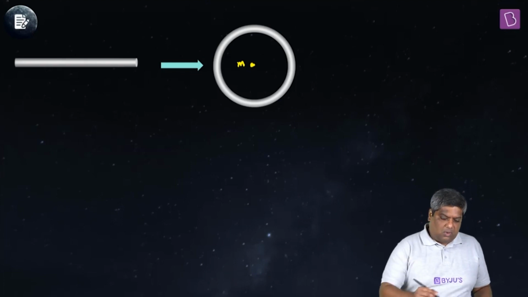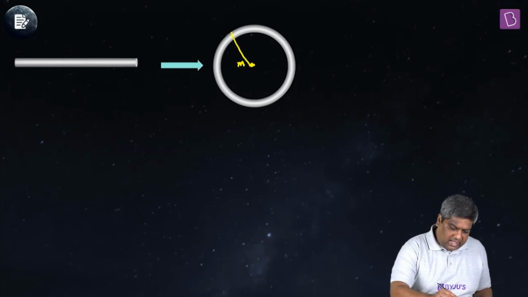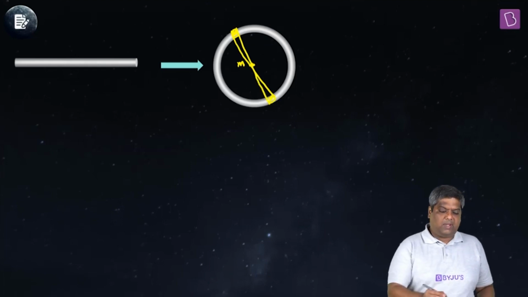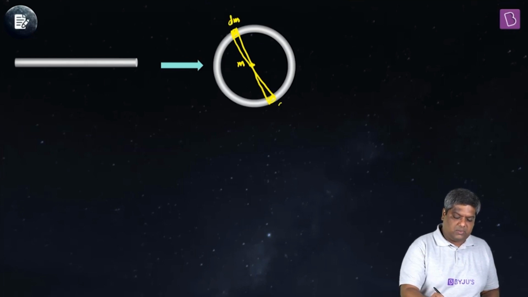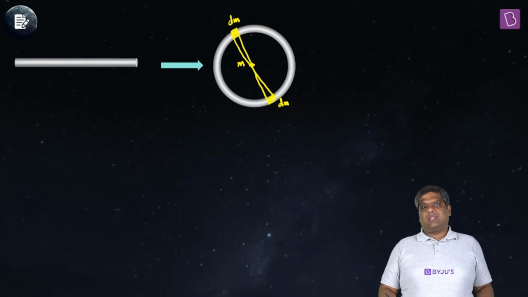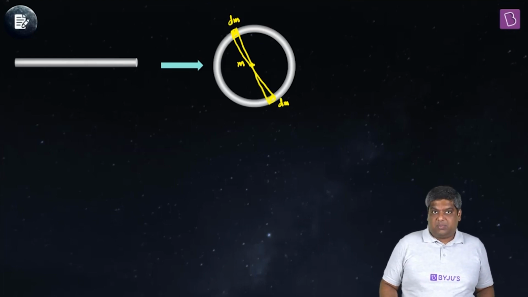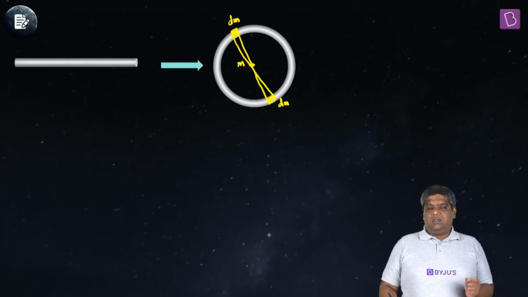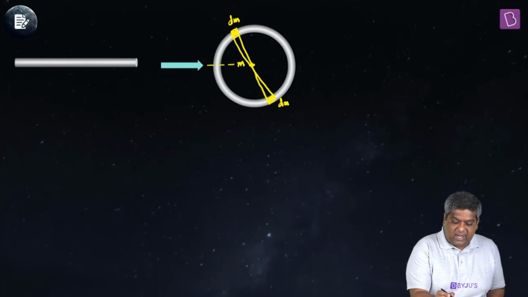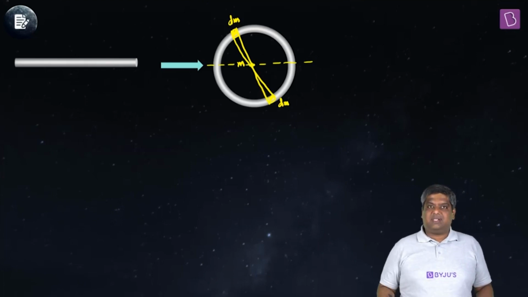In order to do so, I'm going to consider two arc elements, which are identical in size and located diametrically opposite to each other. Now I'll calculate the net force due to these two elements, which are diametrically opposite, and then continue the analysis. So let us divide this ring into two halves, the upper half and the lower half.